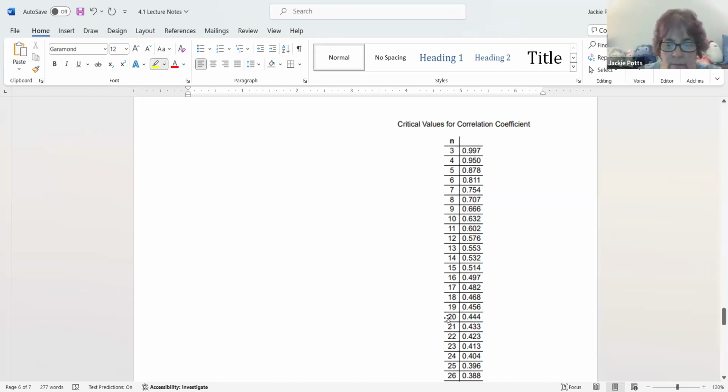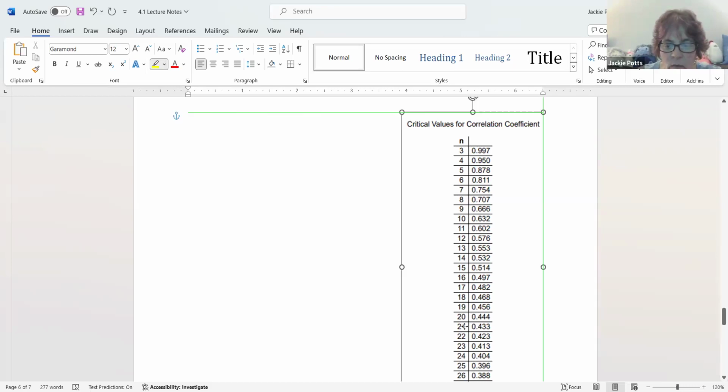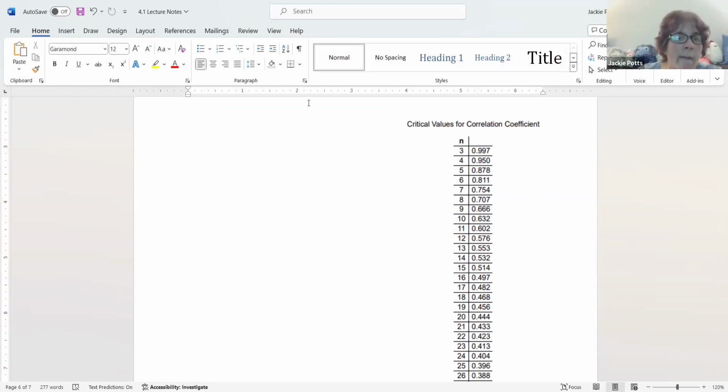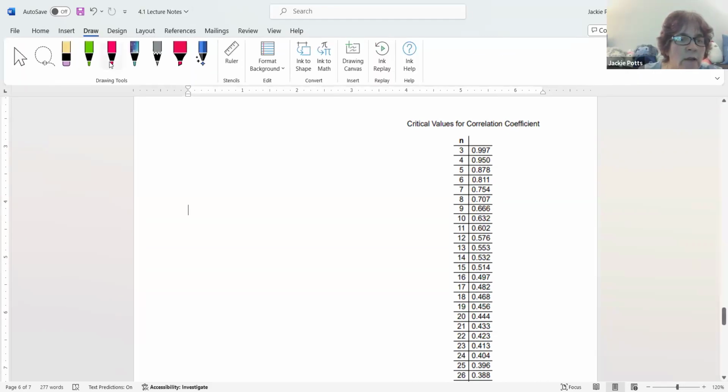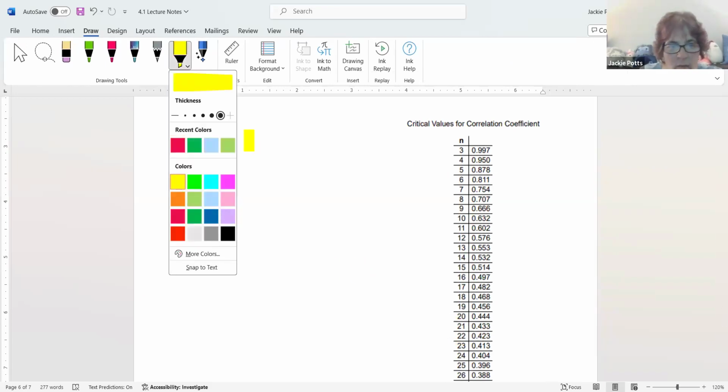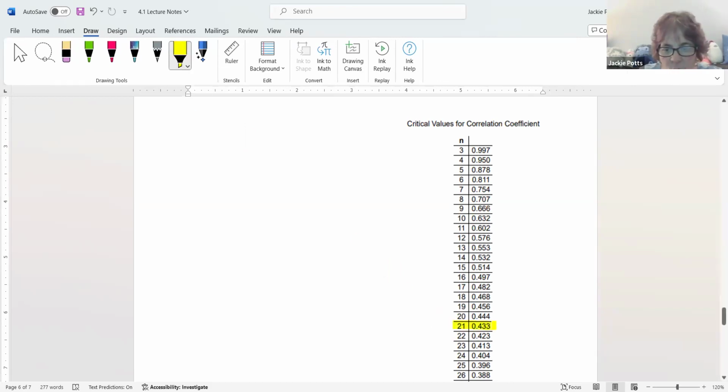Let me highlight that. Nope, won't let me. Yeah, I can do it this way. Right there. N equals 21. So right there, my crit value is 0.433.